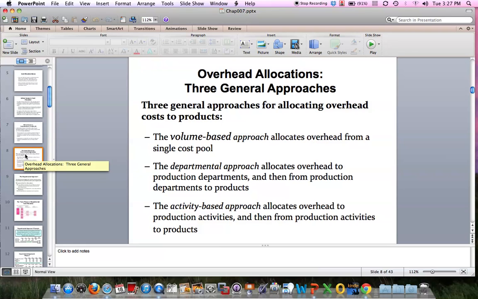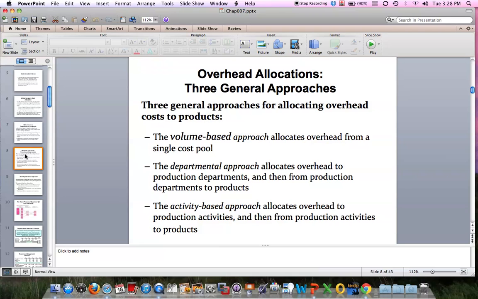When it comes to allocating overhead, there are three general approaches that we'll talk about, and you can see what they are on the screen here. They're listed for us on page 226. Exhibit 7.1 at the top of that page talks about the volume-based approach, the departmental approach, and the activity-based approach, and walks you through some of the steps very simply. It's also described more on page 226.